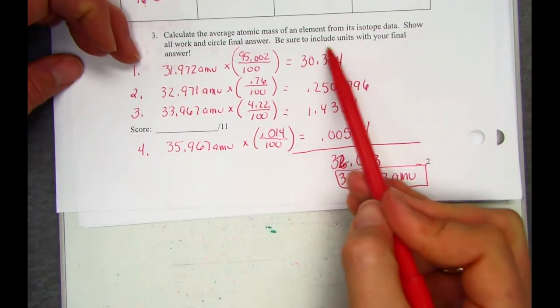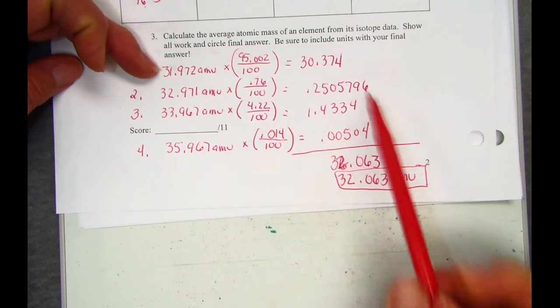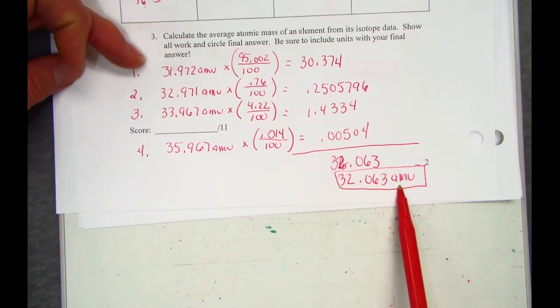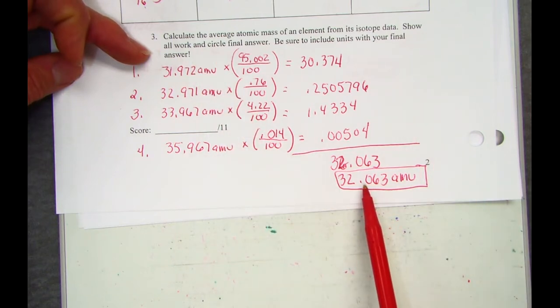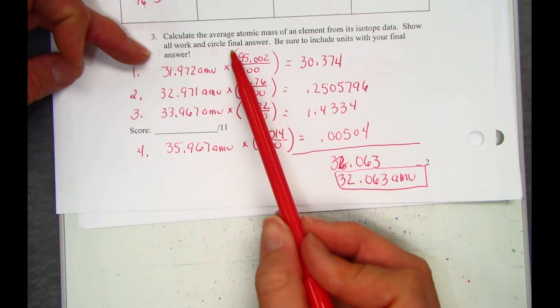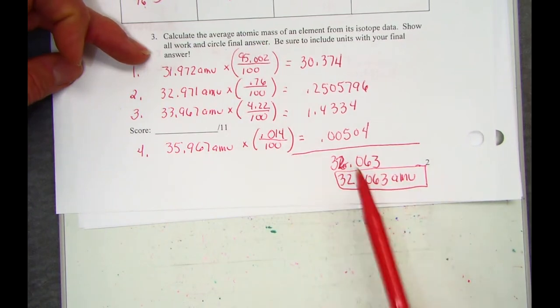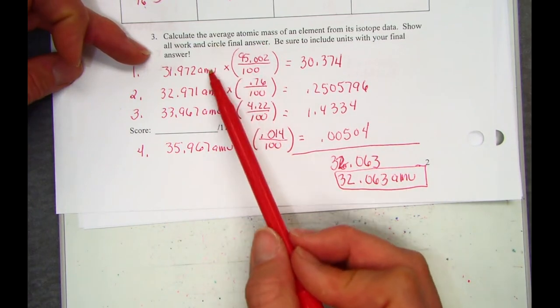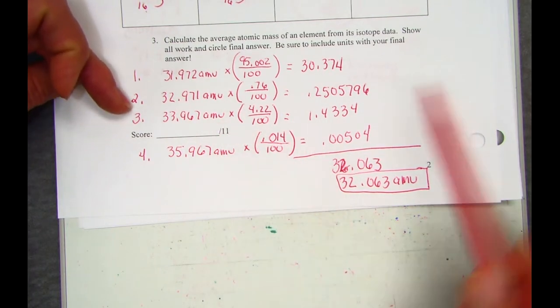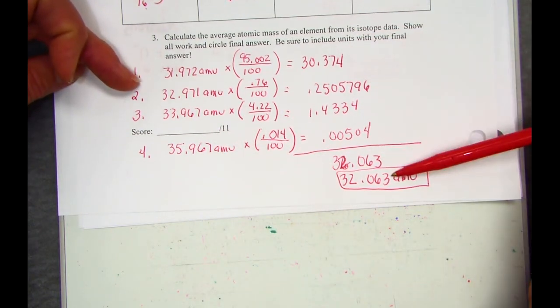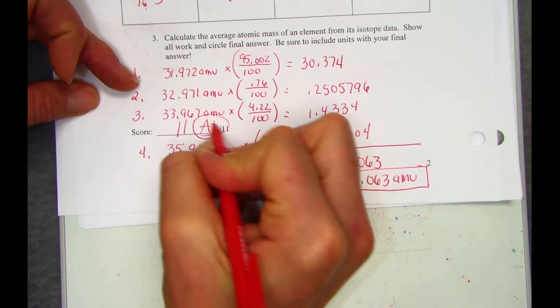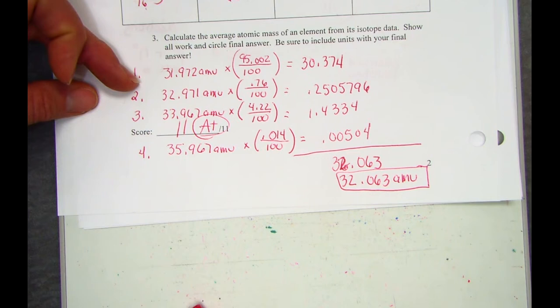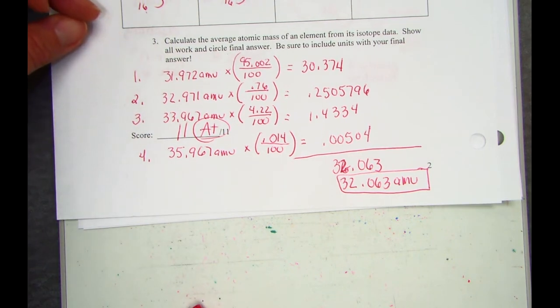Things to include: units within your final answer. Be sure you have atomic mass units. Show the work. A magical answer that appears will not earn you credit. Circle your final answer. I placed a box around mine. The average atomic weight, one at a time, added together to get their average. 11 out of 11, an A+. Pause the video here and get ready for the third objective.